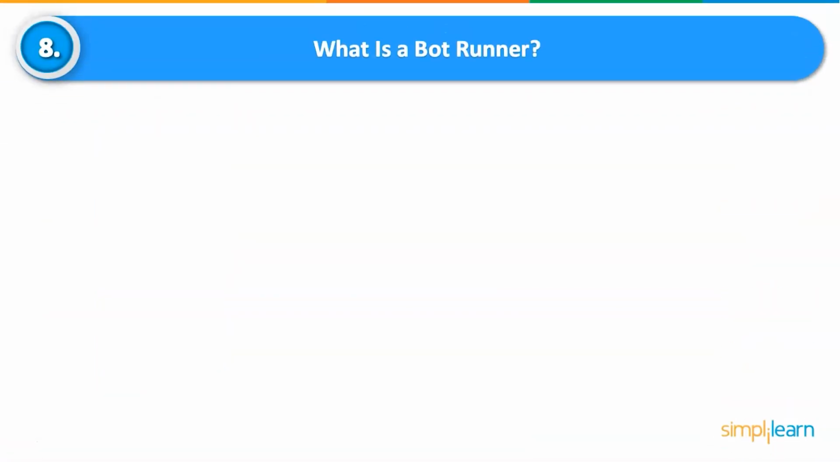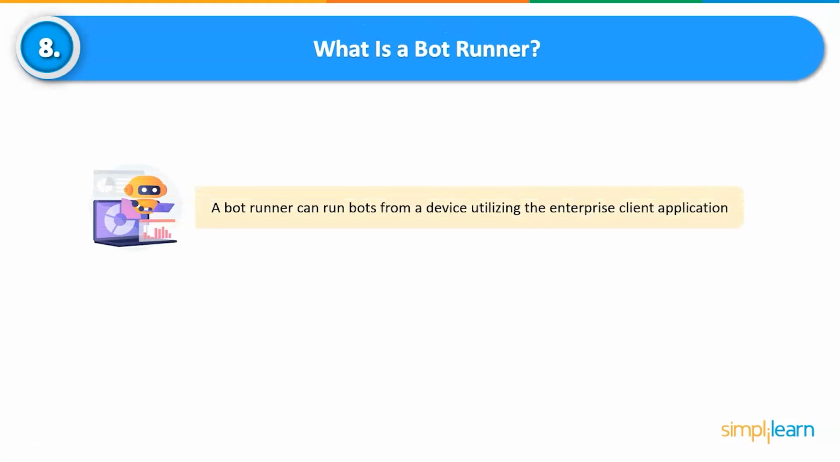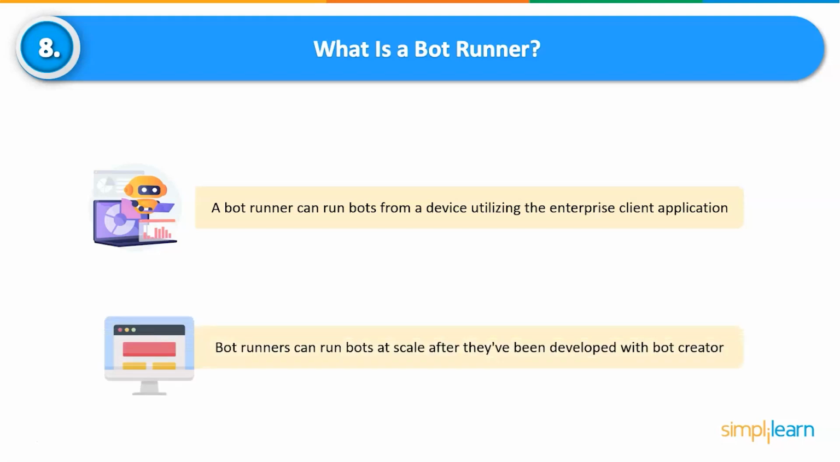What is a bot runner? A bot runner has the ability to run bots from a device utilizing the enterprise client application. The device is registered with the enterprise control room after the bot runner user logs in for the first time, and the user can deploy bots on that device. Bots are run by a bot runner, which is a software machine. Bot runners can run bots at scale after they have been developed by the bot creator.